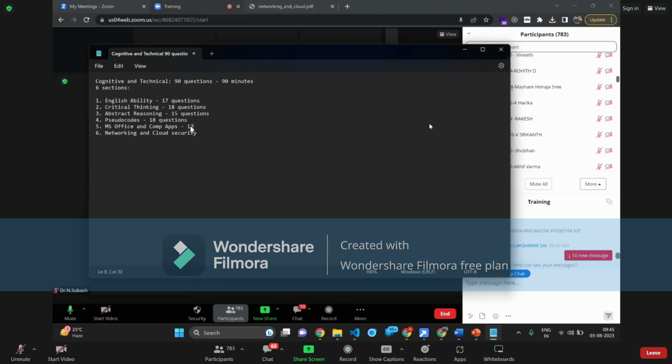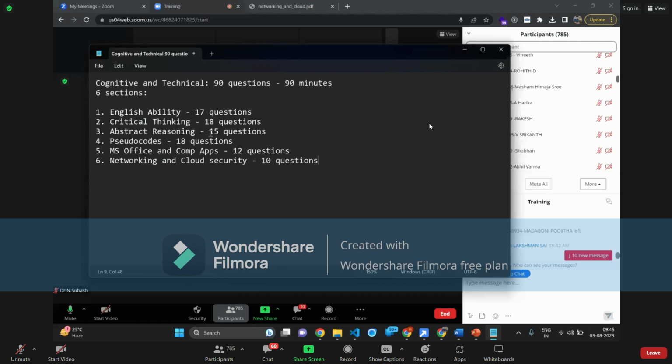MS Office and computer applications are 12 questions basically. Cloud and networking, how much? 68 plus 12 is 80, right? So total 90. 90 minus 80 is how much? 10 questions. So this is your split up basically. In your cognitive and technical round, we've got 90 questions, 90 minutes. 6 sections are there. Each section I've given here along with the number of questions.